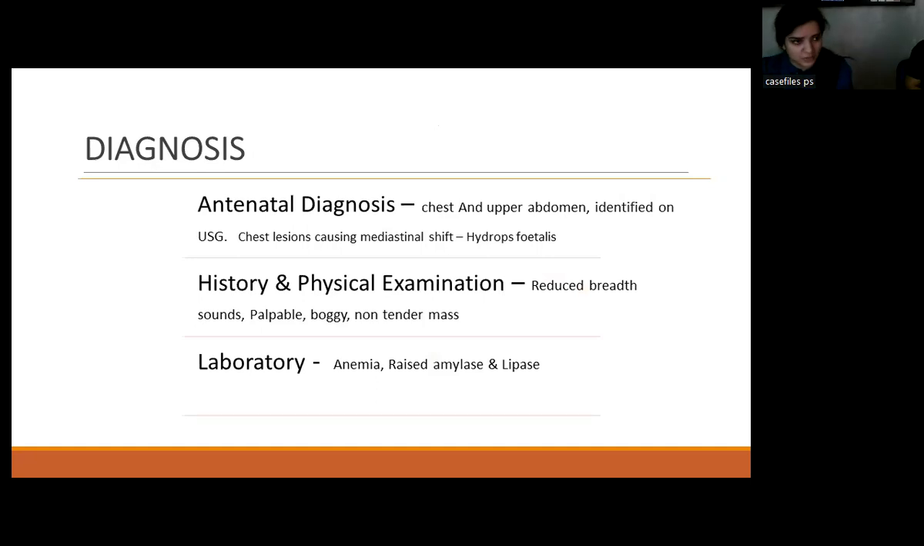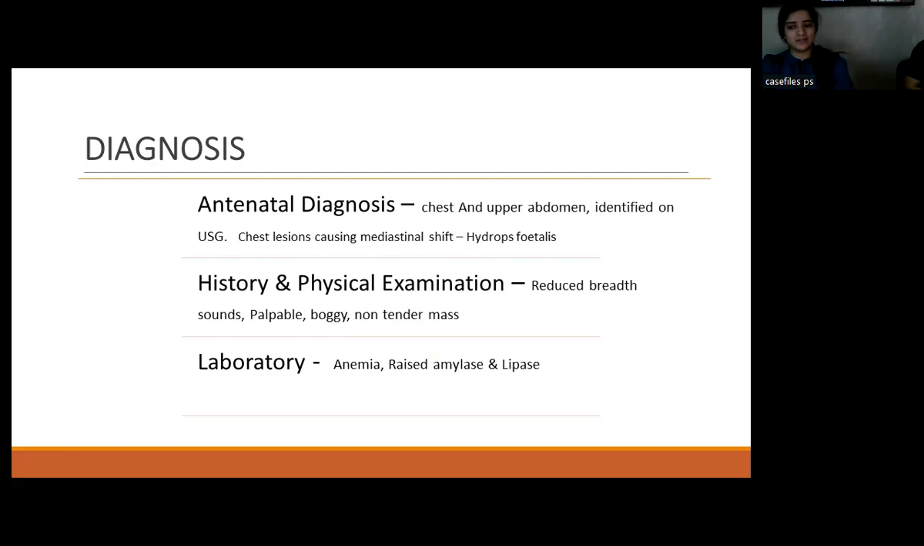Now we come to the diagnosis. Antenatal diagnosis: duplication cysts are congenital anomalies that can be detected with the help of antenatal ultrasound. As these are available, the frequency of antenatally diagnosed duplication cysts is higher. They are usually present in the chest and upper abdomen and are identified easily on ultrasound. If these mass lesions are large enough, they can cause mediastinal shift and hydrops in the fetus, and that requires further management in the form of thoracoamniotic shunting.